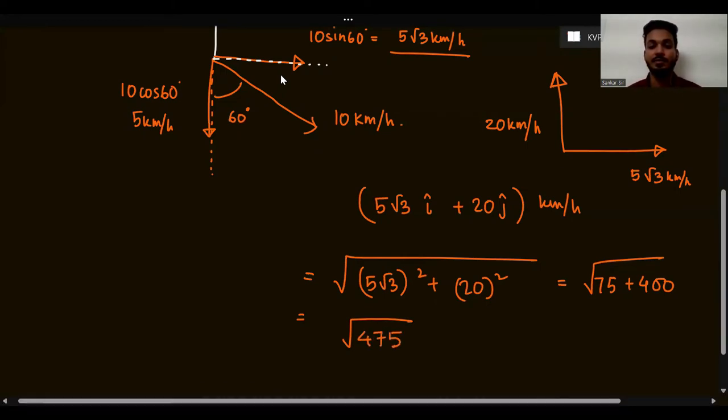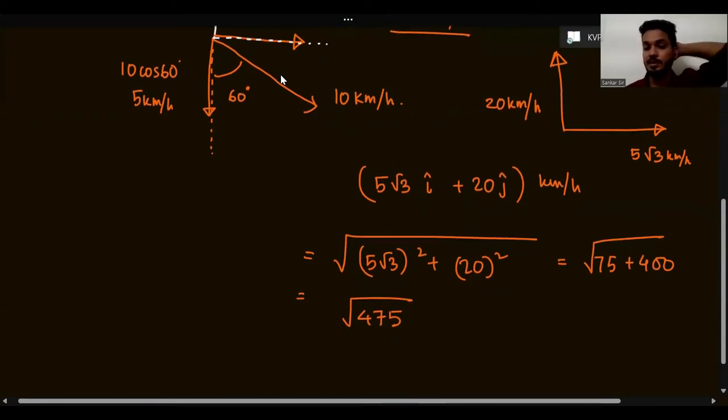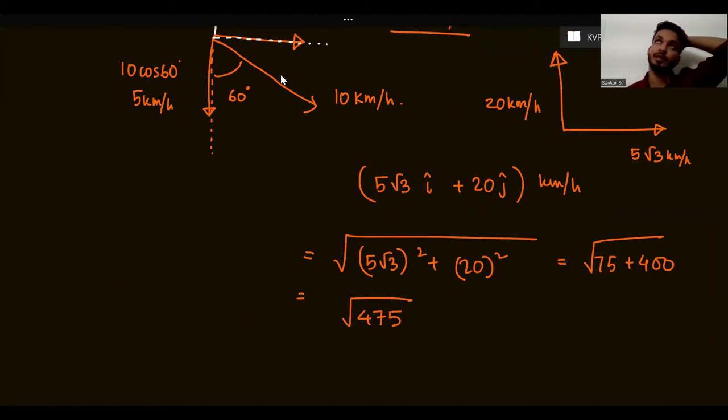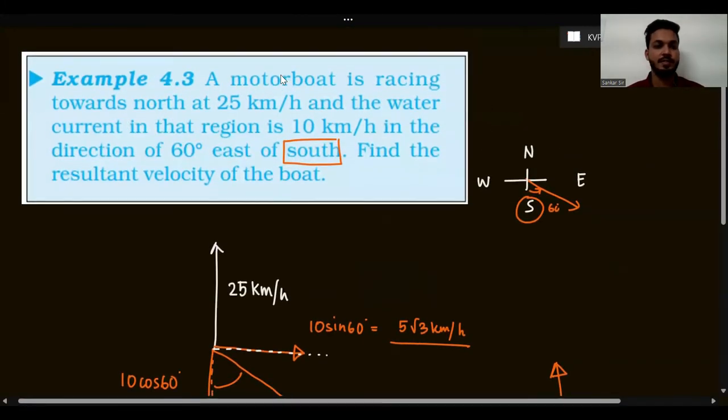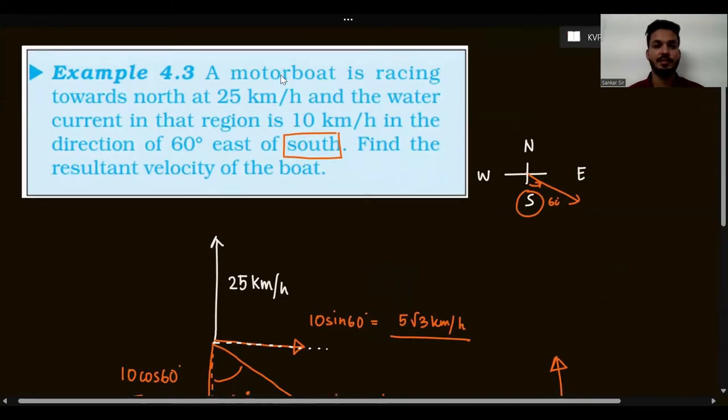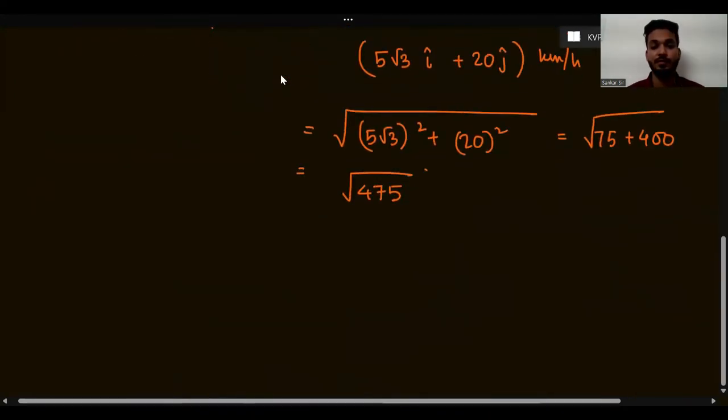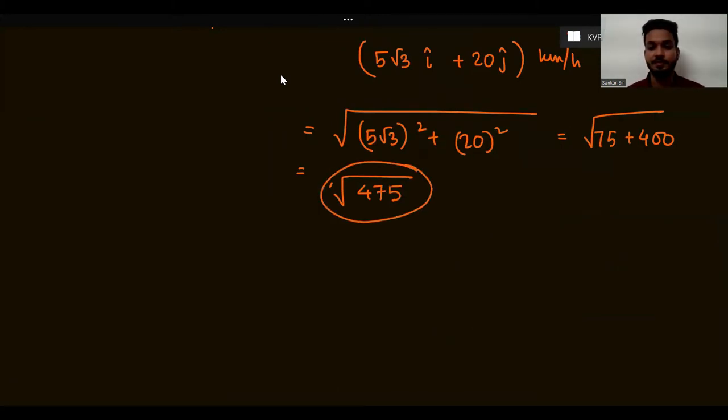Okay, this is the answer we are looking for. So I think 475 is not a perfect square, is it? Yes, it's not a perfect square. So no need to worry. You can keep the answer like this only. Find the resultant velocity of the wave. Yes, this is all you have to find out. You don't even have to find out the direction. So root 475 is the answer to this question.